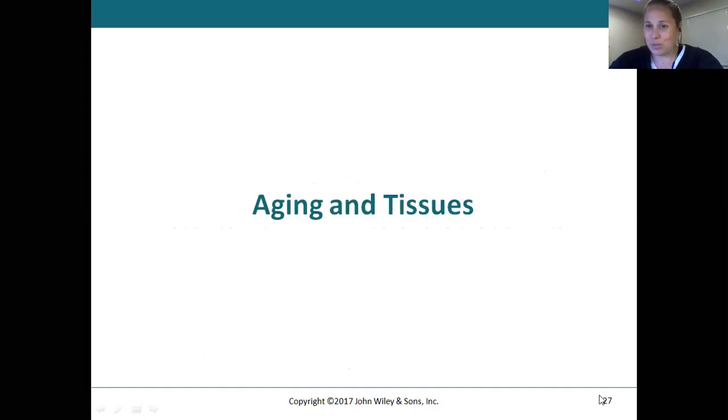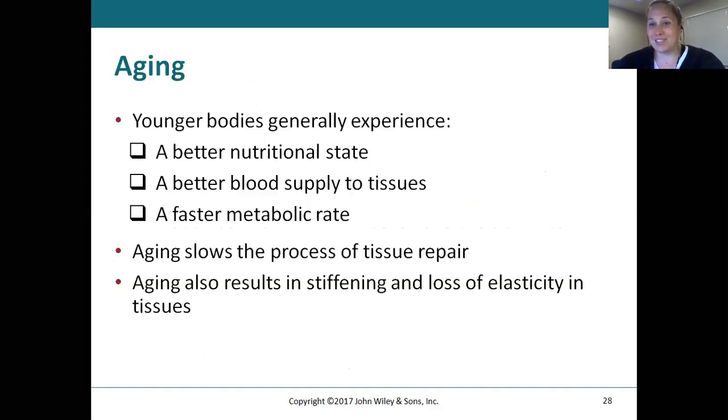So aging in tissues. We just talked about the advantages of being a young person. A young person is just better. They have a better nutritional state. Their bodies are processing and breaking down foods a little bit better. You have better supply to tissues, meaning more vascularization, coming back to that term again. And you have a faster metabolic rate, so you're breaking things down more quickly.